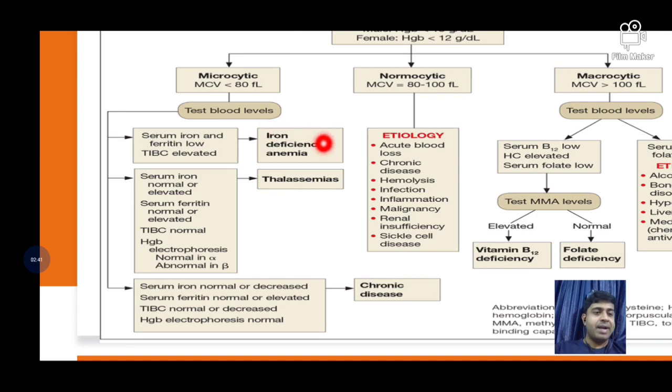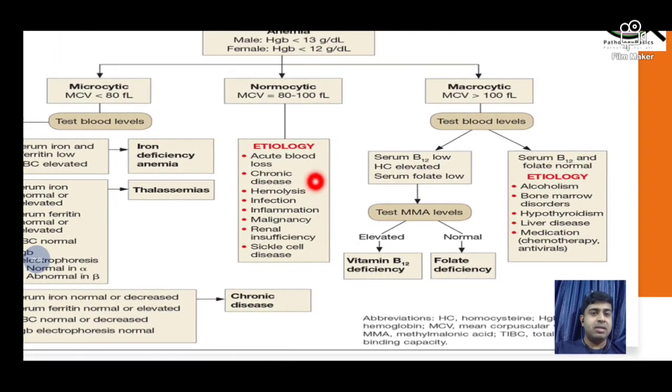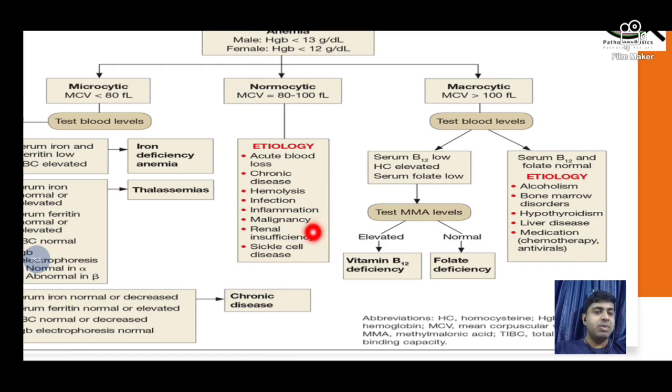Again, if we see further division of microcytic anemia, the most common causes of microcytic anemia are iron deficiency anemia, which we'll be covering first. Thalassemia is another cause of microcytic anemia, and anemia of chronic diseases. All these we'll study in detail later on, so I'm just referring to the names right now. Normocytic anemia is seen in acute blood loss, chronic diseases, hemolysis, renal insufficiency, and in sickle cell disease. Of course, in sickle cell disease, the typical feature is sickling of the RBCs.